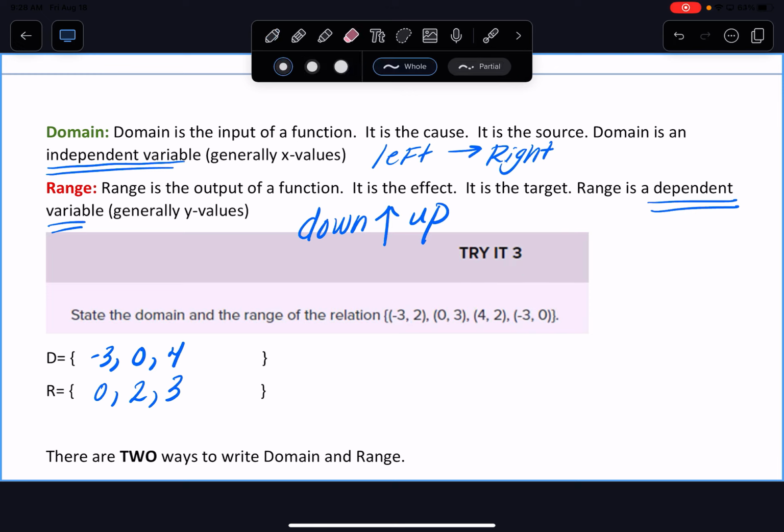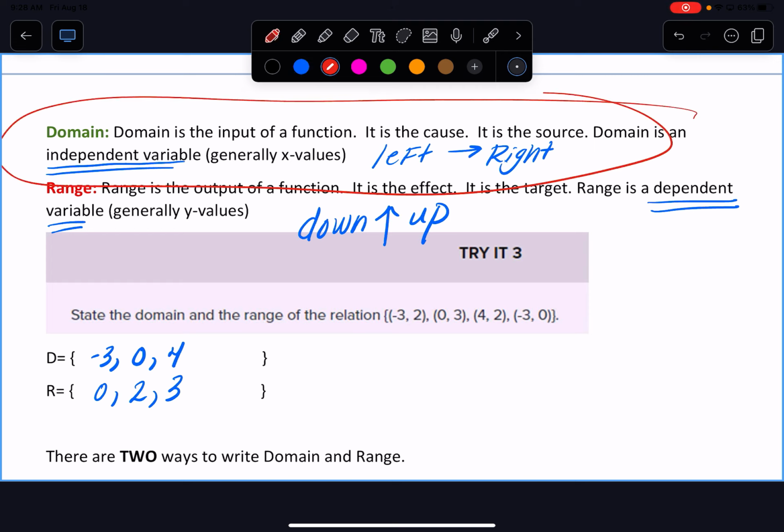I don't fully understand. Okay, so we have to just remember from all our old math classes, domain is X values, always. It's left and right. So right here, we're not doing left and right because it's not a graph. We're not physically looking at a graph. So we're going to remember domain's X values. And then from previous math classes, range was Y values. Yes, great question.